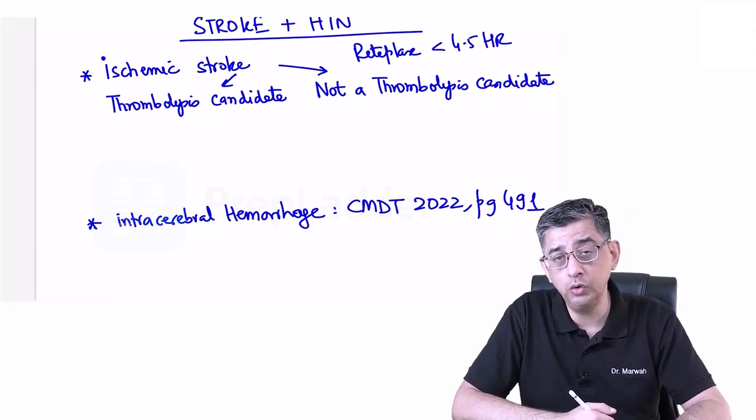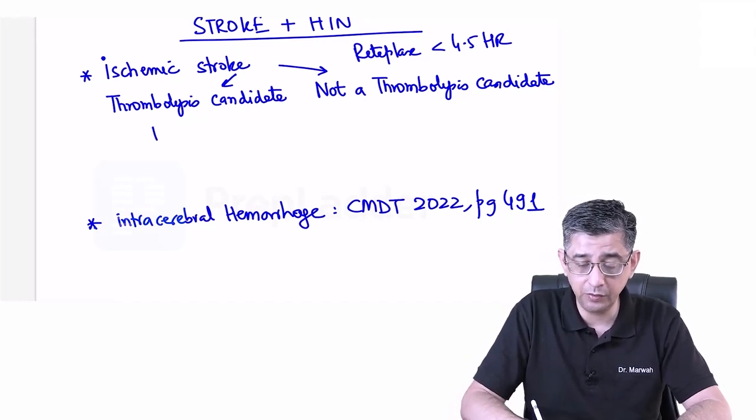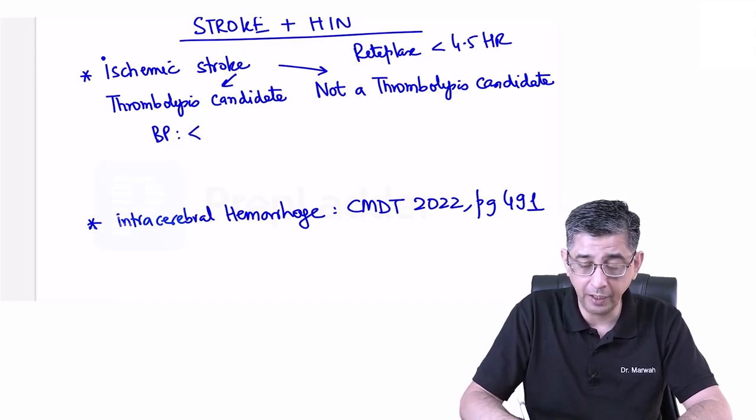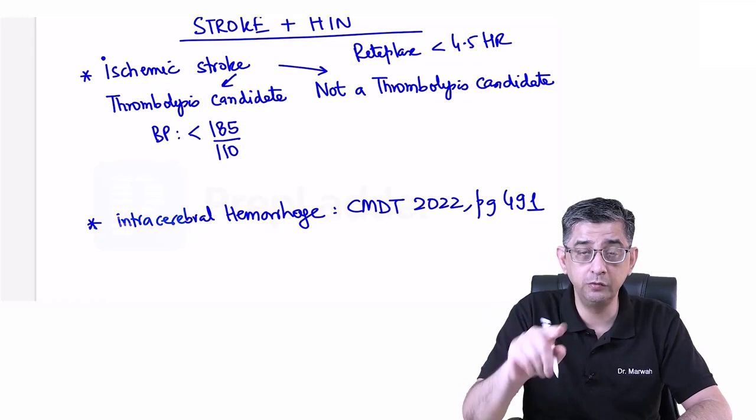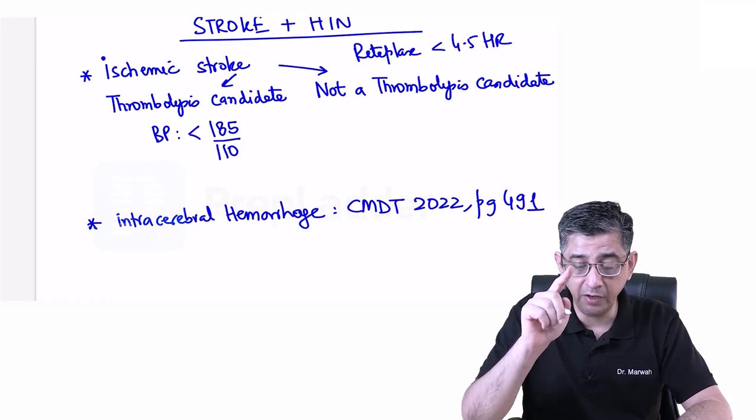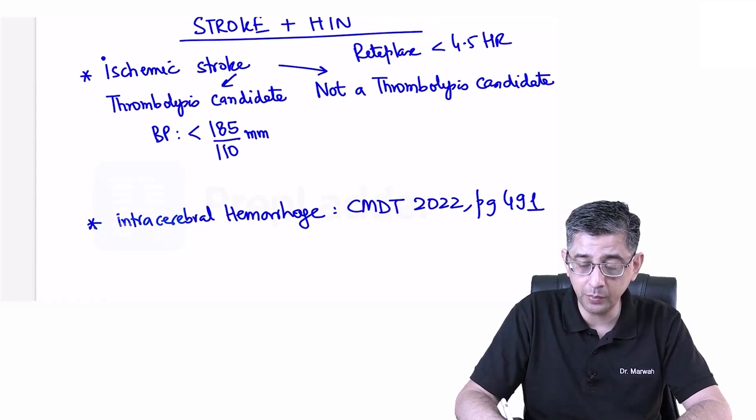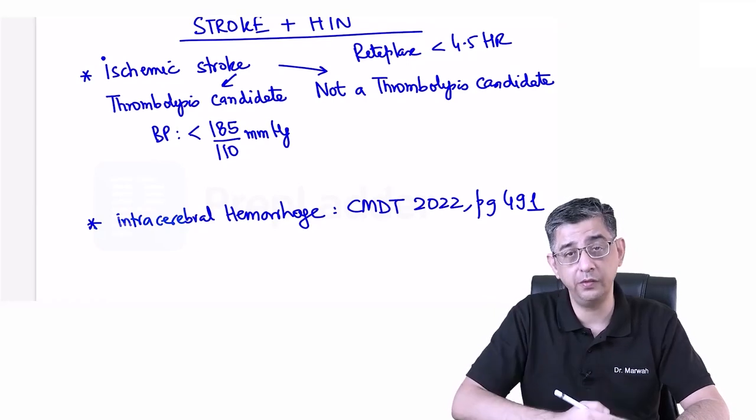So when should you do thrombolysis? You must always ensure the fact that the blood pressure of the patient when thrombolysis is to be initiated should be less than... In fact, in the exam he has said blood pressure more than how much, listen to my words carefully, blood pressure more than how much would you not do thrombolysis? Blood pressure if more than 185 by 110 millimeter of mercury, you are not supposed to do thrombolysis. Immediately first lower the BP, then do thrombolysis.